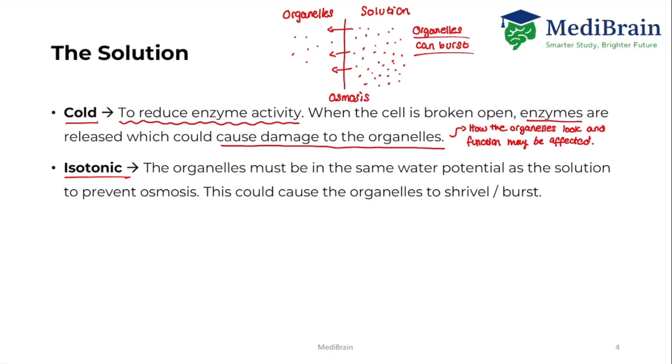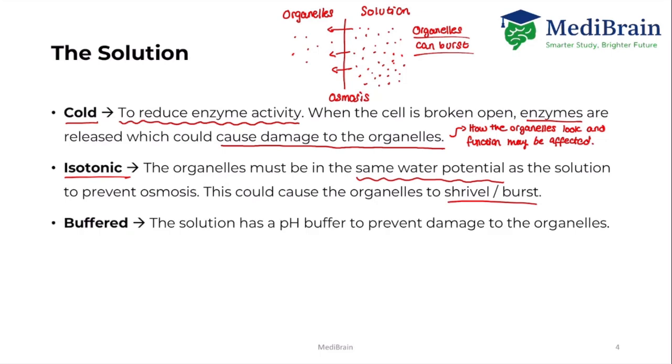So we want to prevent osmosis from occurring as much as we can because we want to keep the normal structure of the organelle so we can observe it as it is. So it needs to be isotonic, which means that it must be in the same water potential as the solution. Because if it's not, then it can cause damage to the organelles. It will cause the organelles to shrivel or burst.